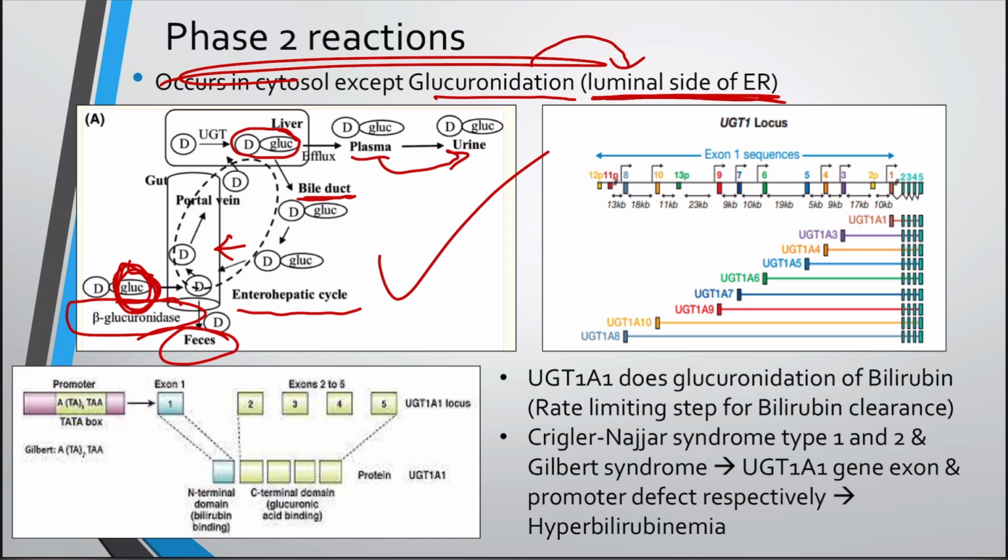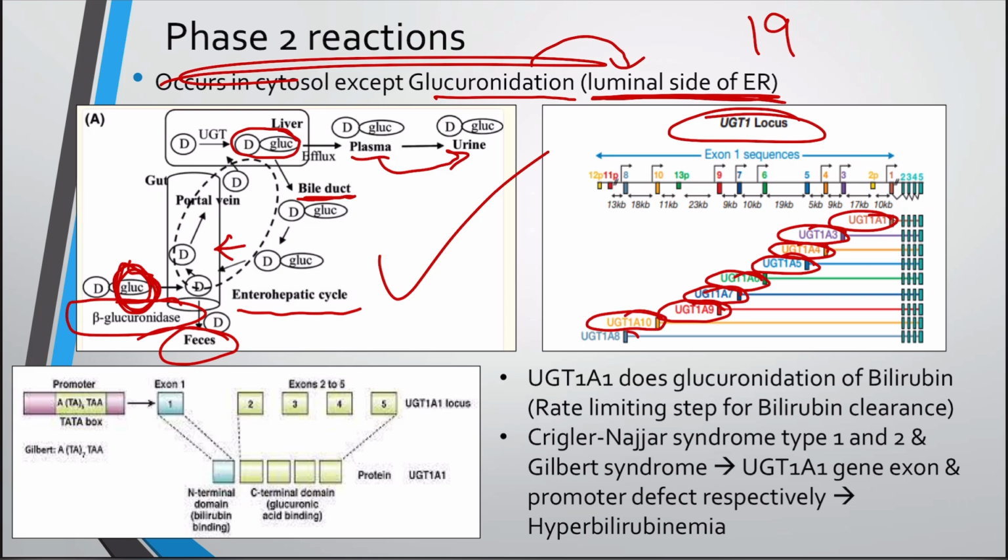Now let's discuss a little bit about the UGT1 group of enzymes. There are a total of 19 human genes encoding the UGT enzymes. Out of that, 9 are encoded by UGT1. As you can see in the UGT1 locus, we have 9 different enzymes: UGT1A1, UGT1A3, UGT1A4, UGT1A5, UGT1A6, UGT1A7, UGT1A9, UGT1A10, UGT1A8. The remaining 10 genes are encoded by the UGT2 family of genes. So this is about the UGT1 locus and UGT2 locus.